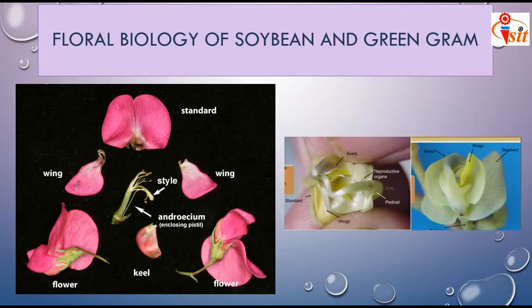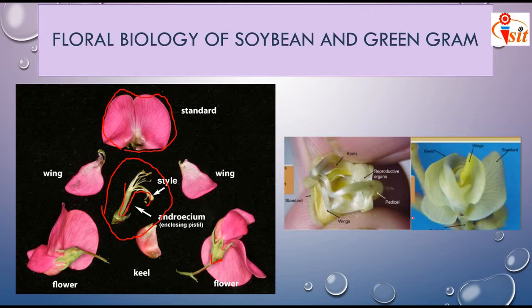Okay, then next one. This is the floral biology of soybean and green gram. Here you can easily identify the different parts. The outermost big petal is called standard. Then inside the standard there are two wings. Inside the wings there are two keels, and inside the keels there is this structure where one stamen is arising from the base of 9 stamens. So this condition is called diadelphous condition, and this is the calyx. You can easily observe here the calyx is fused together, so the condition of calyx is gamosepalous condition.